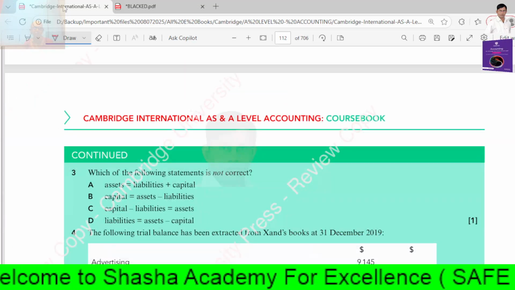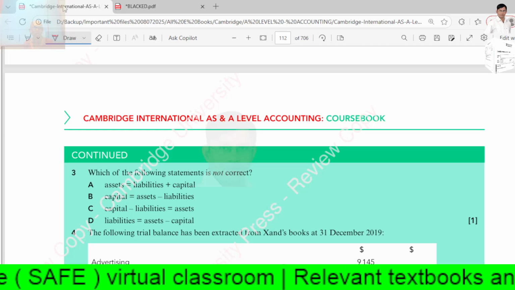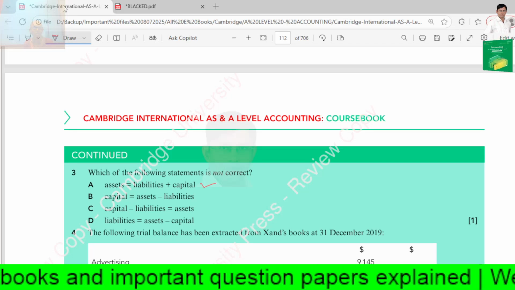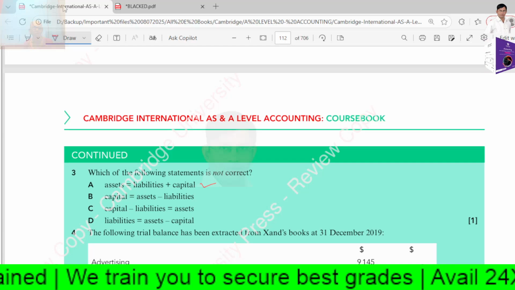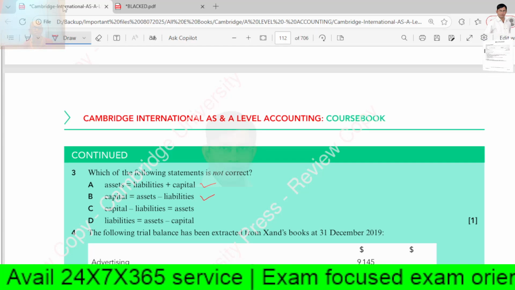Which of the following is not correct? Assets is equal to liabilities plus capital. This is correct. Capital is equal to assets minus liabilities. So capital you keep here, assets minus liabilities. This is also correct. Capital minus liabilities is equal to assets.